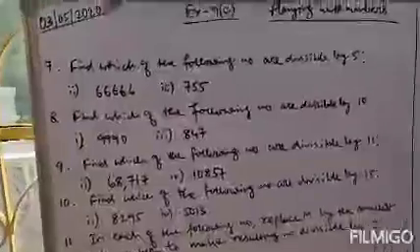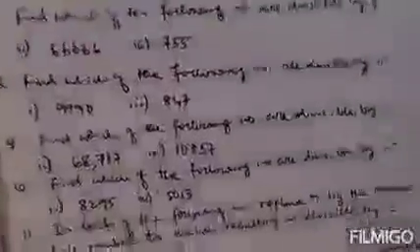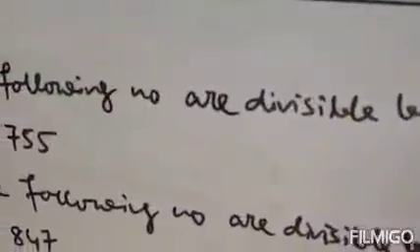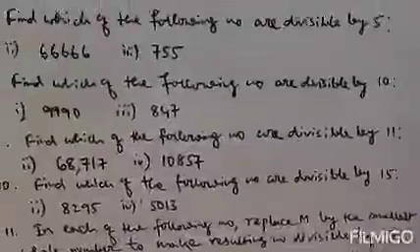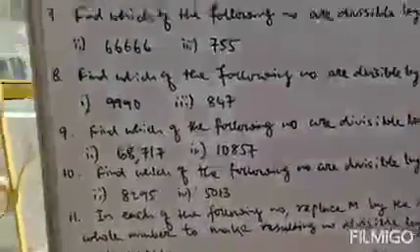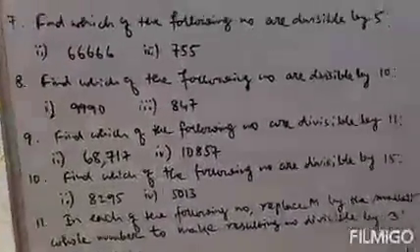Before proceeding to questions, we have discussed some divisibility rules: the divisibility rule of 2, of 3, of 4, 5 and 6. Some divisibility rules are left. In this session, we will discuss the divisibility rule of 11, the divisibility rule of 15, the divisibility rule of 5, and also the divisibility rule of 10. Clear? Then we will proceed to our questions.